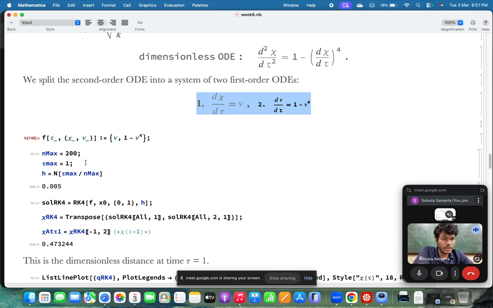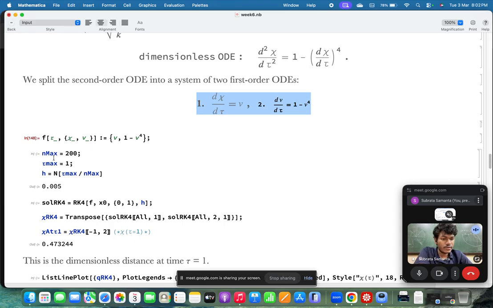This is my problem, using the RK4 method. I use n max 200 and tau max 1. From this I first calculate h, because n max is provided in the problem. And you know at what time you calculate your distance. That is tau max, the dimensionless time. So at tau equals 1, your tau max is 1, and you calculate h as tau max over n max.